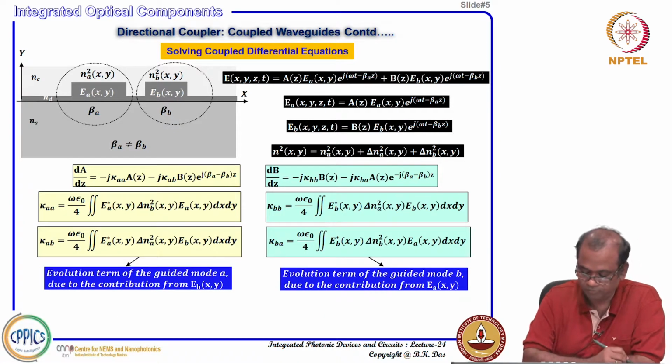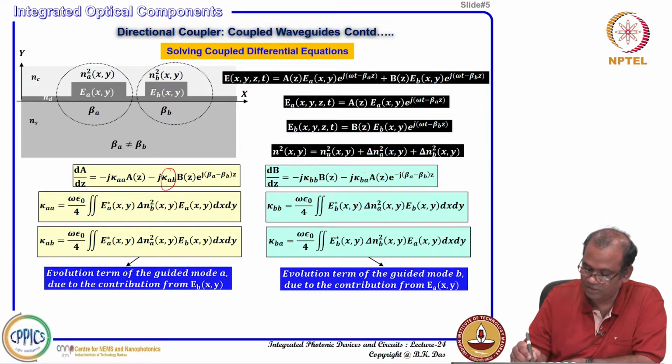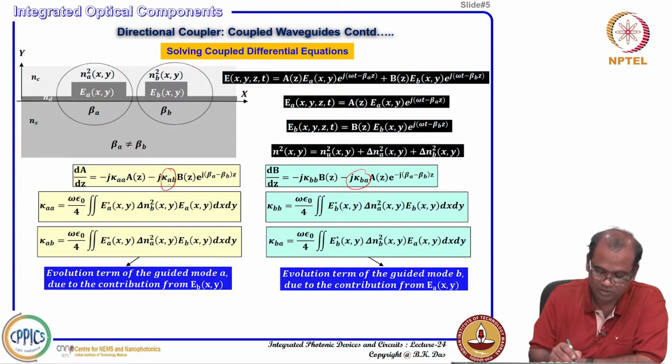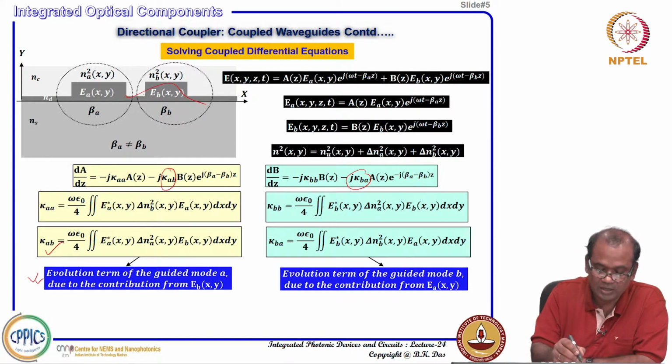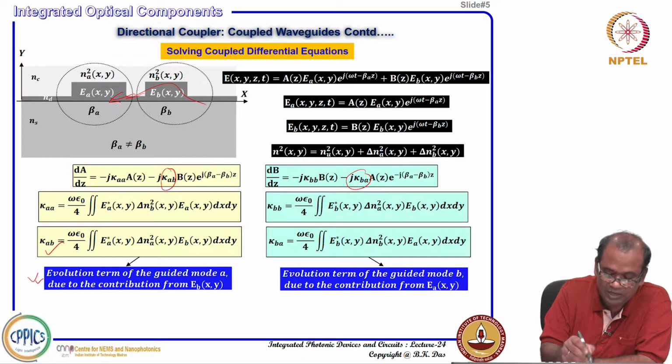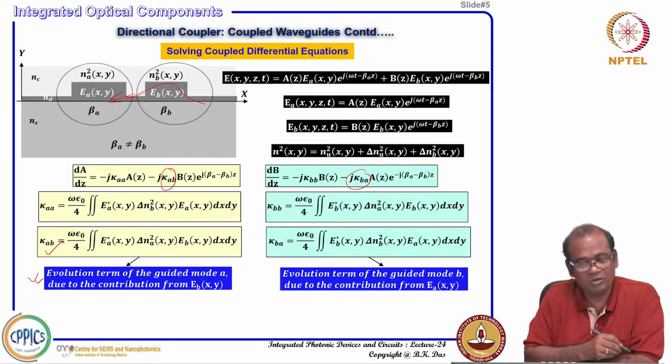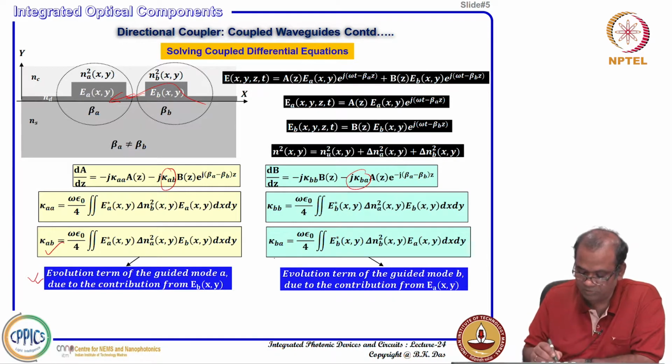Cool. Now another coupling strength is the contribution coming from the second waveguide, how much energy or amplitude is being coupled to waveguide A. This is kappa AB, defined with EA star, EB, delta n square. We call this the evolution term of the guided mode A due to the contribution from EB(x,y). So, because of this field EB, how much energy is being tunneled to the propagating mode in waveguide A, and vice versa is kappa BA.